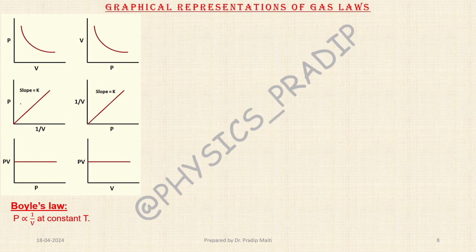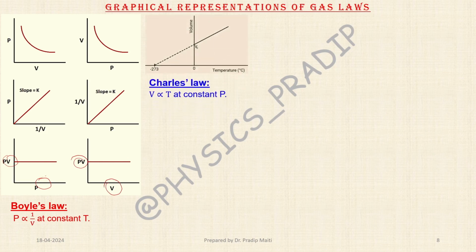And if we plot P versus 1 by V, it is a straight line with a slope of 45 degrees with the 1 by V axis. Or if we plot 1 by V versus P, then also it is a straight line passing through the origin. Another graph: if we plot PV versus pressure, the graph will be parallel to the pressure axis. And if we plot PV versus volume, then the graph will be parallel to the volume axis.